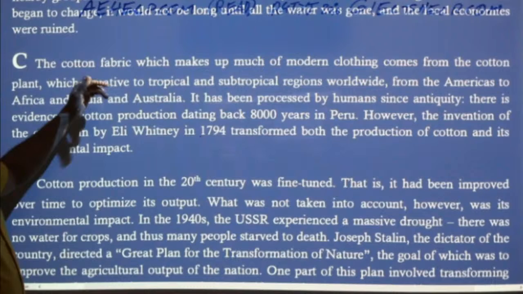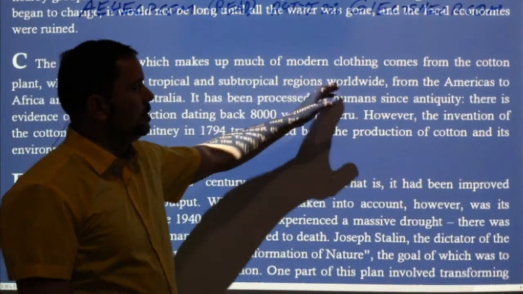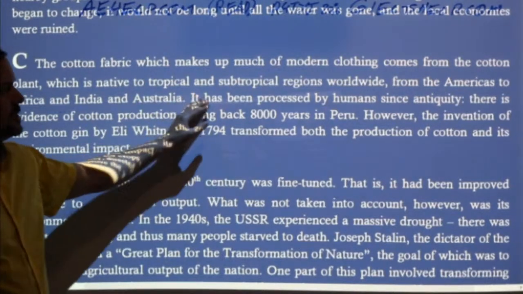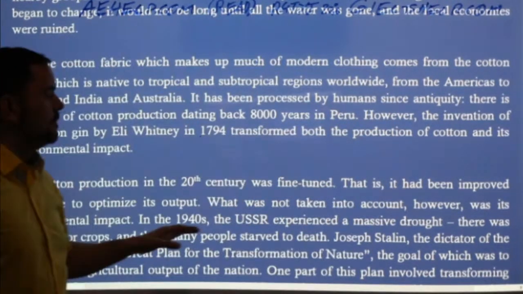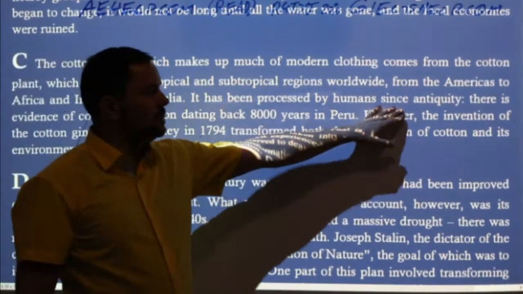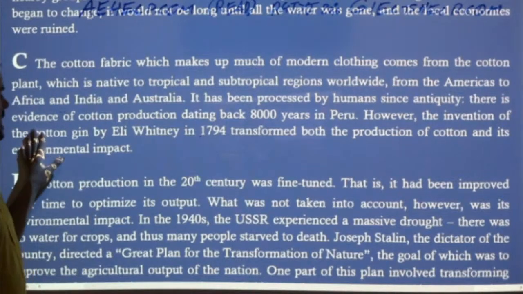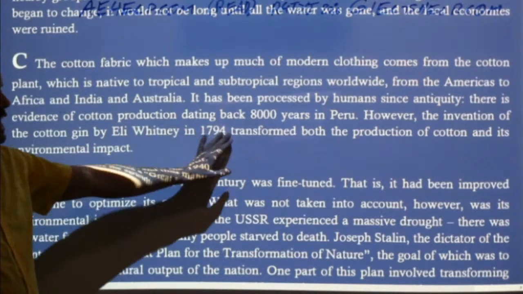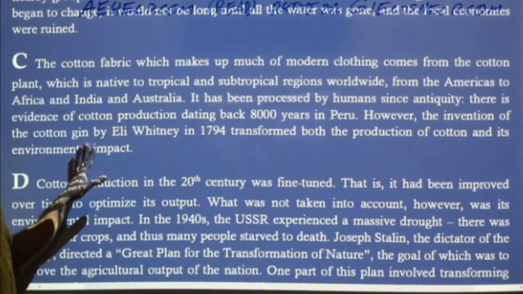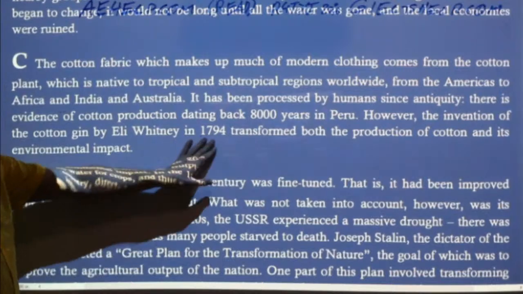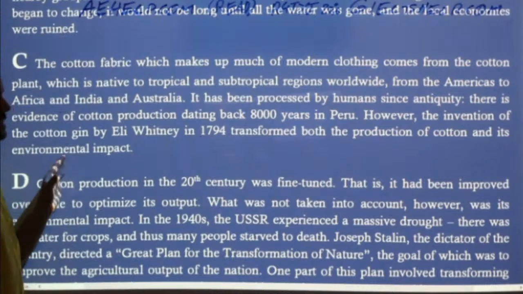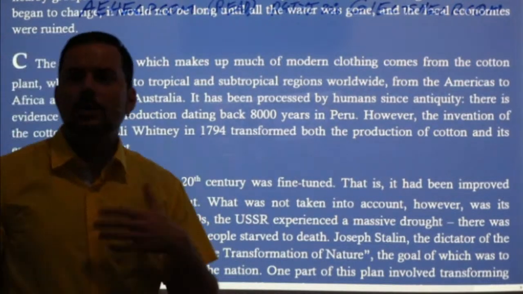Read with me. The cotton fabric, which makes up much of modern clothing, comes from the cotton plant, which is native to tropical and subtropical regions worldwide, from the Americas to Africa and India and Australia. It has been processed by humans since antiquity. There is evidence of cotton production dating back 8,000 years in Peru. However, the invention of the cotton gin by Eli Whitney in 1794 transformed both the production of cotton and its environmental impact. What is this paragraph about?